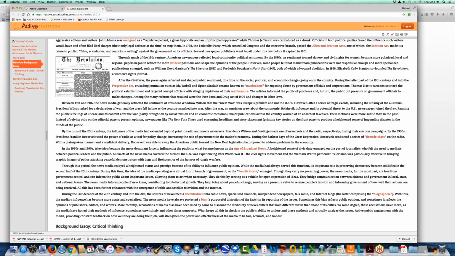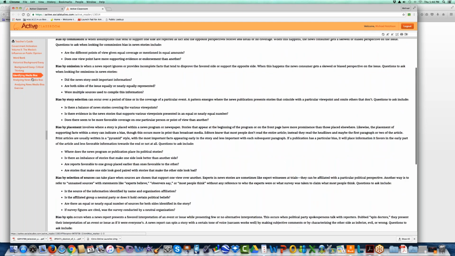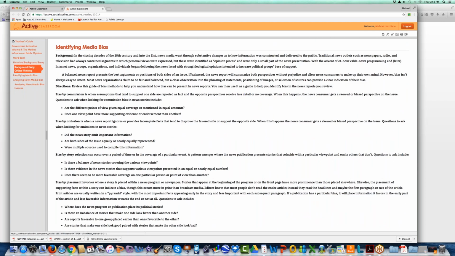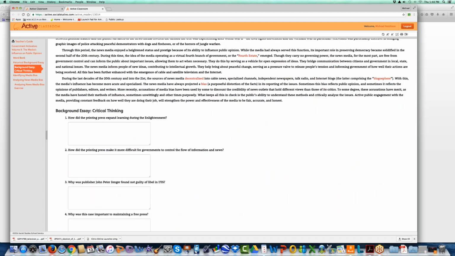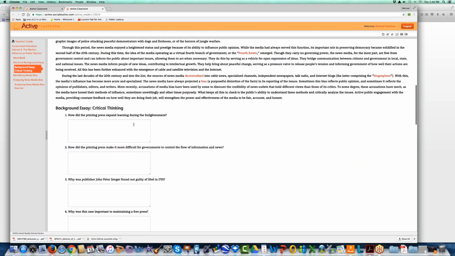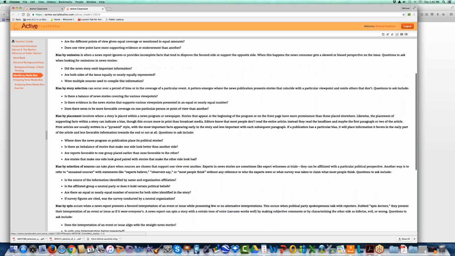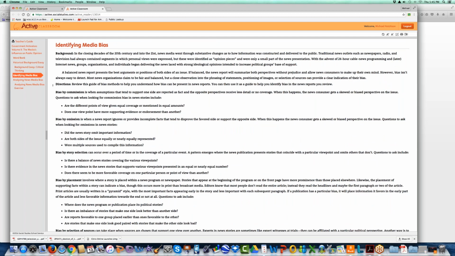So they read through the background essay, and then there are some questions that they're going to answer at the end of that. So they're going to look at different things. They can find the answers to these easily in the background essay. Then they go into bias about the media, about different kinds of bias.